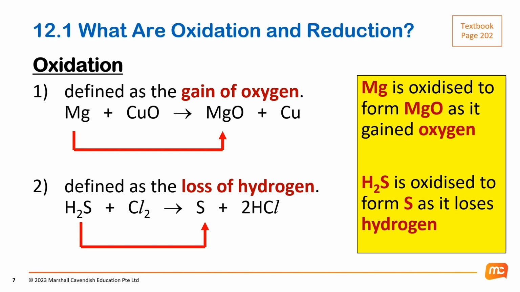Right, so there's two methods on this slide. One is to look at gaining of oxygen, the other one is to look at the losing of hydrogen. Both can be used to determine whether an oxidation has happened, so it really depends on what kind of reaction you come across.